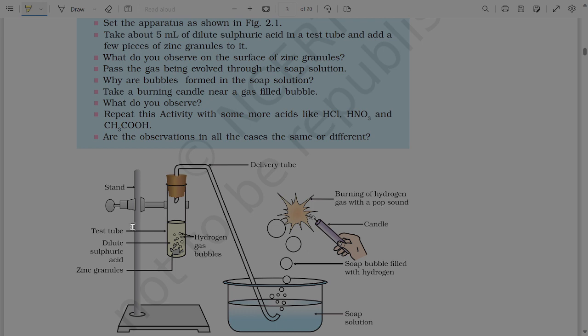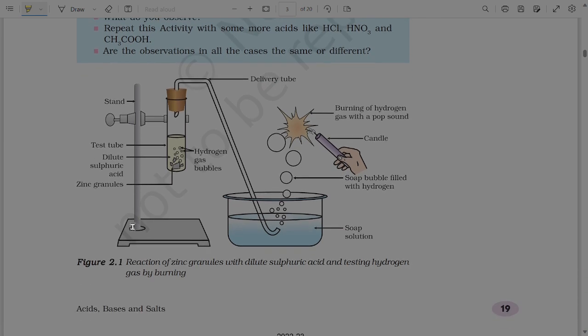Pass the gas being evolved through the soap solution. Why are bubbles formed in the soap solution? Bring a burning candle near a gas-filled bubble. What do you observe? Repeat this activity with some more acids like hydrochloric acid or HCl, nitric acid or HNO3, and CH3COOH or acetic acid. Are the observations in all cases the same or different?